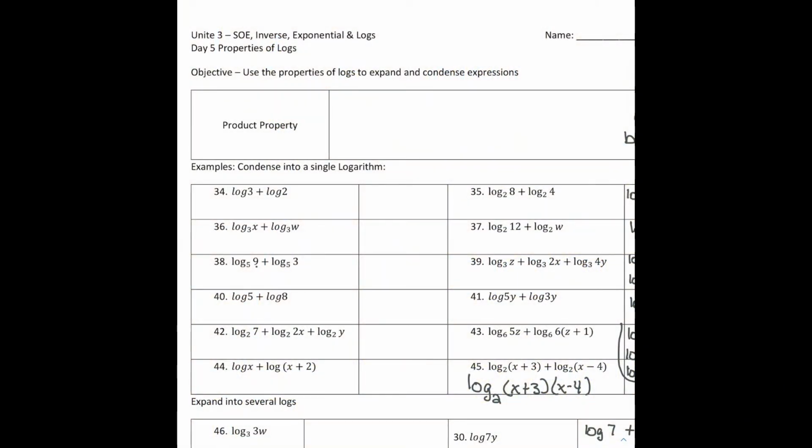Today we're going to learn properties of logarithms. There are three basic properties that we're going to learn. The first one is the product property.